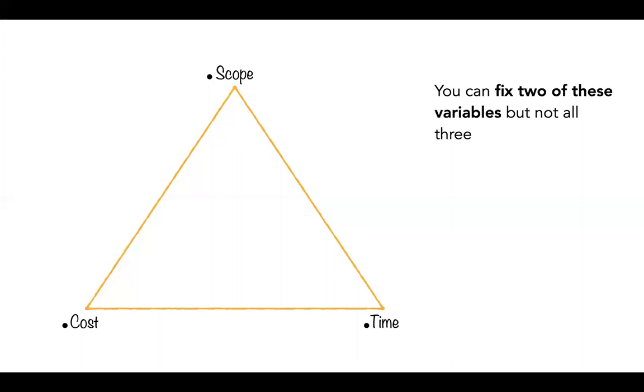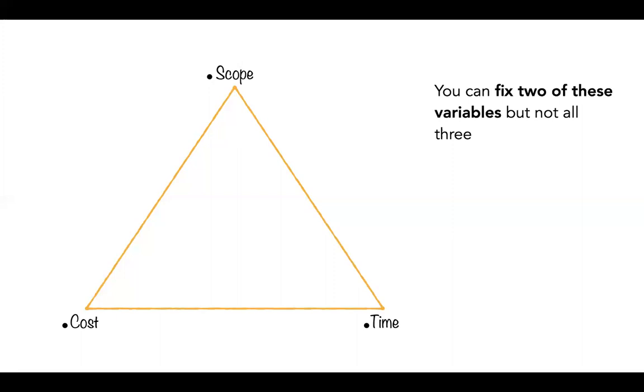Or you could fix the scope and time and say, okay, I want these 20 features and I want them in 3 months, but keep the number of people variable so that you can add more people to get it done faster if it's not going fast enough. So you can fix two of these variables.